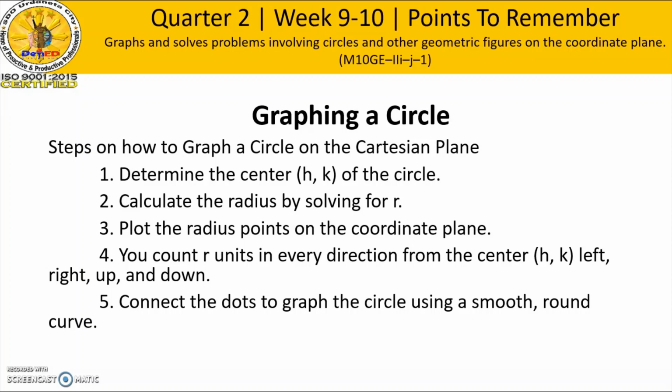Step 1. Determine the center (h, k) of the circle. Step 2. Calculate the radius by solving for r. Step 3. Plot the radius points on the coordinate plane. Step 4. Count r units in every direction from the center (h, k): left, right, up, and down. And lastly, connect the dots to graph the circle using a smooth, round curve.